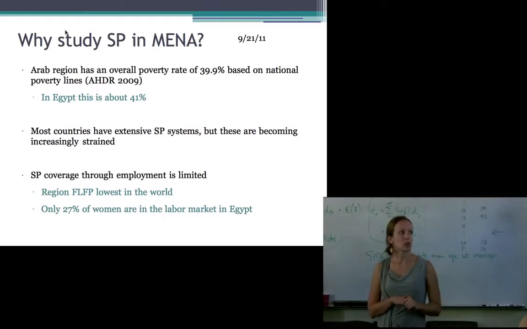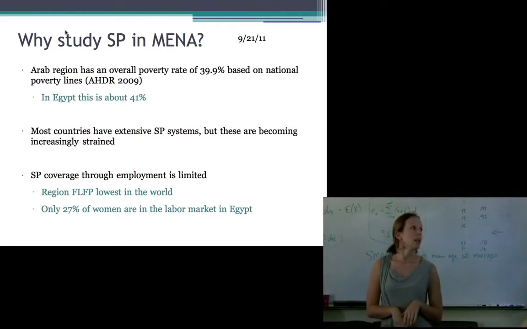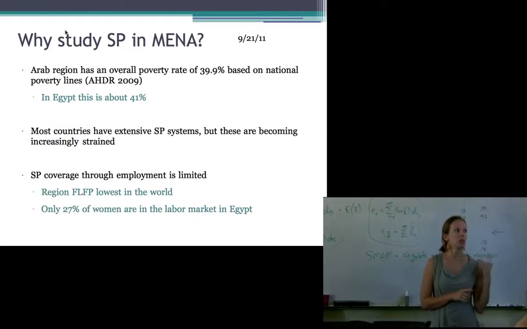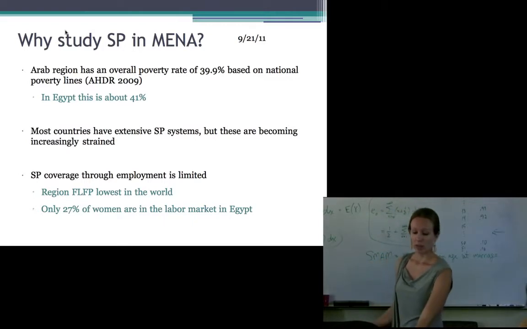Another issue is social protection coverage through employment, which in most developing countries is how most people get social protection. We have pensions that are attached to our jobs. Labor market participation in MENA is quite low, particularly among women. I think the regional figure is about 35% of women in the labor force. In Egypt, it's 27%. So you have a large portion of the population, particularly women, who aren't getting any kind of pension based on employment.